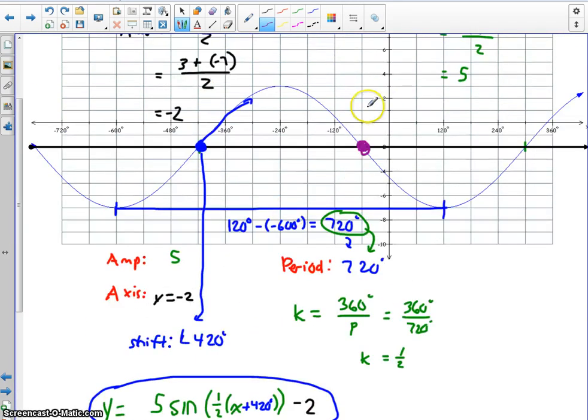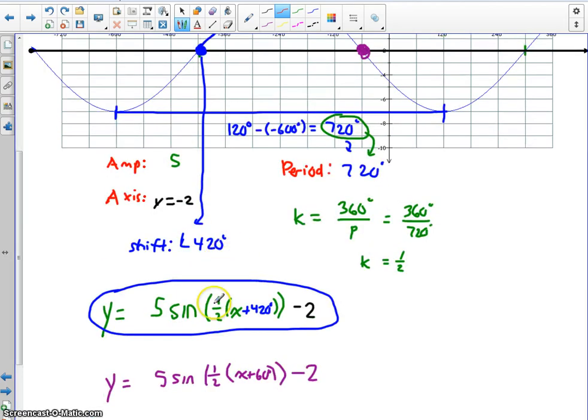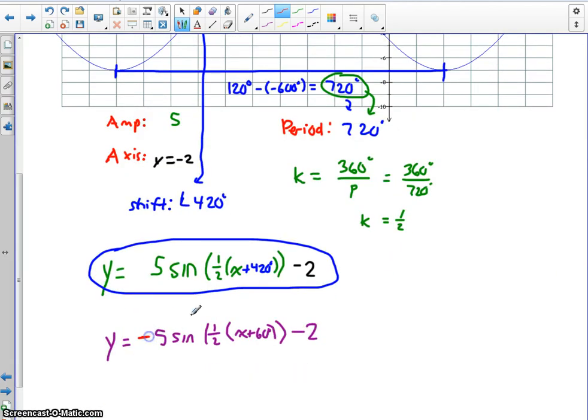Okay, and if you'll notice here, if my cycle were to start here, it's now going down from the axis, which is the opposite of the parent function. This one's actually been reflected. So if I start here, I have to make sure I put a reflection out there in front of the equation. Okay, and I could go on forever.